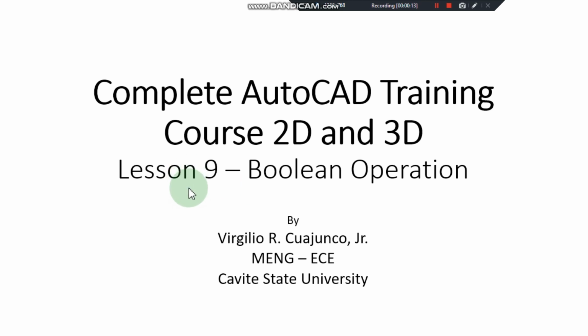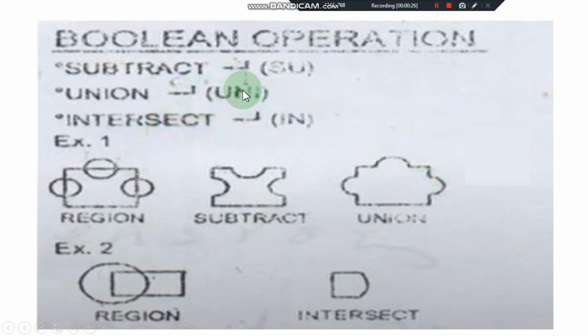We are now in Lesson 9, the Boolean operation of the complete AutoCAD training course in 2D and 3D. To begin with, for today's lesson, we will be discussing Boolean operation. So we have the subtract, union, and intersect. Let us do this activity to understand how we use the subtract, the union, and the intersect.